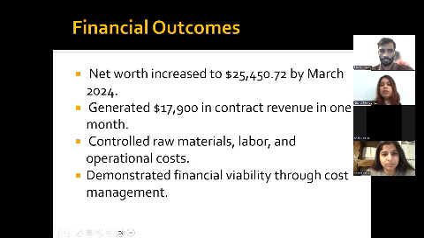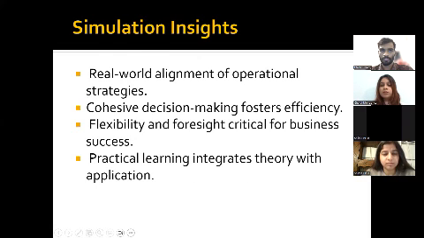Moving forward to simulation analysis. As shown here below, first and foremost is the real-world alignment of operational strategies. It means operational strategy should not only look good on paper, but also work well in real life. Plans need to be realistic and fit actual business environments.